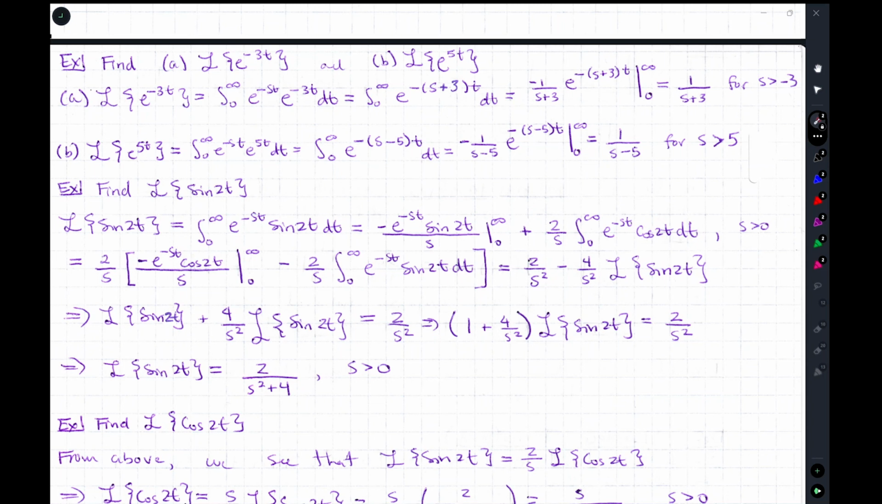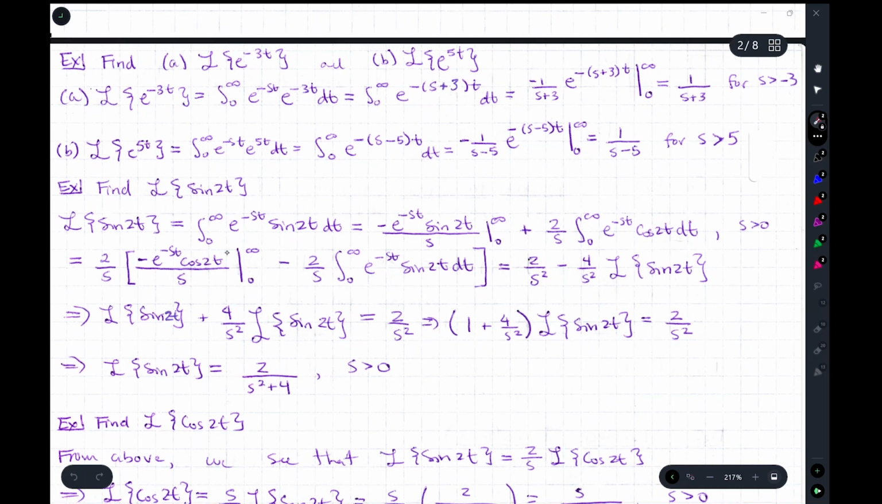What about trigonometric functions? Well, let's do one. Here we're going to plug in sine 2t. And you'll probably recall from Calc 2 that you're going to have to do this using two integration by parts. So the first integration by parts gives us this boundary term and this expression. Then we do another integration by parts, resulting in this boundary term.